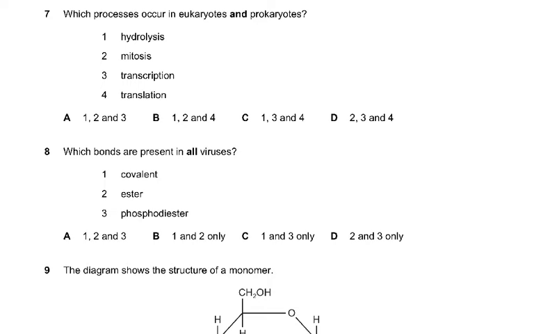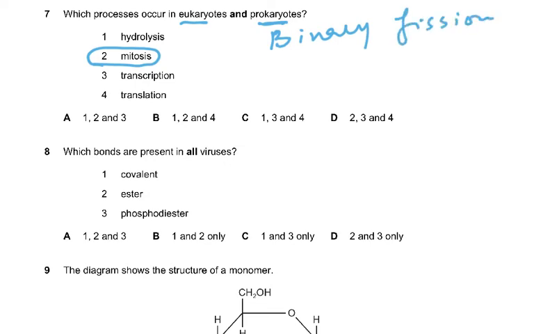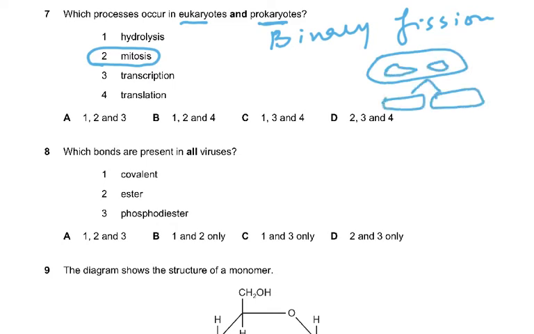Now, which processes occur in eukaryotes and prokaryotes? Now, you know the first thing, mitosis does not take place in prokaryotes. What takes place in prokaryotes is binary fission. And binary fission is not mitosis, it's just a bacteria has a circular DNA, then another DNA forms, and this bacteria divides into 2. That's called binary fission. It's not mitosis.